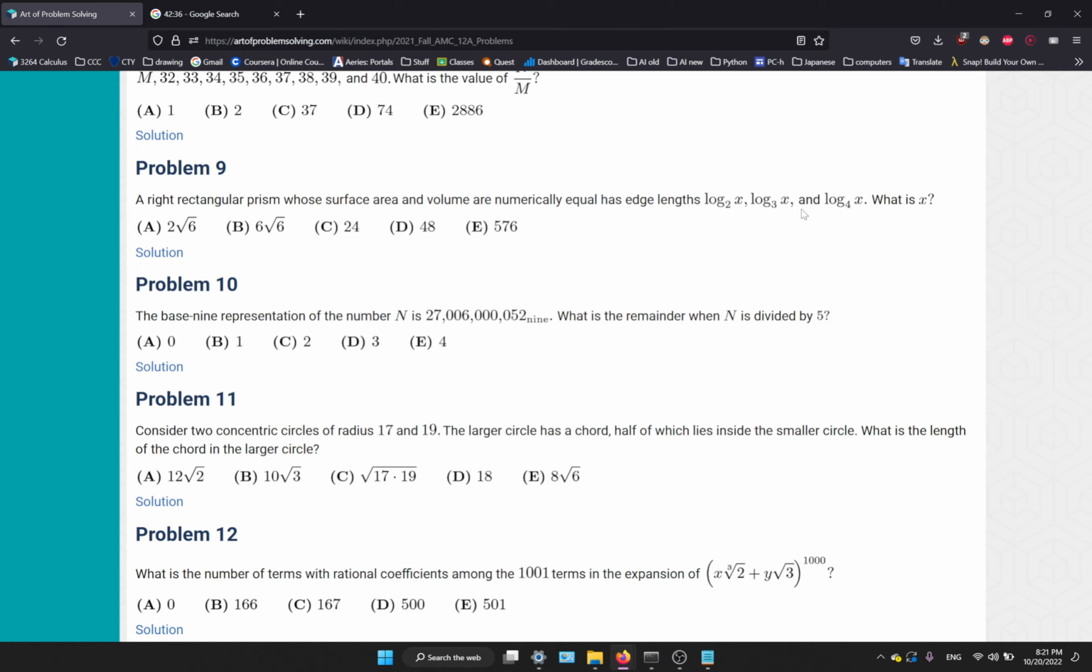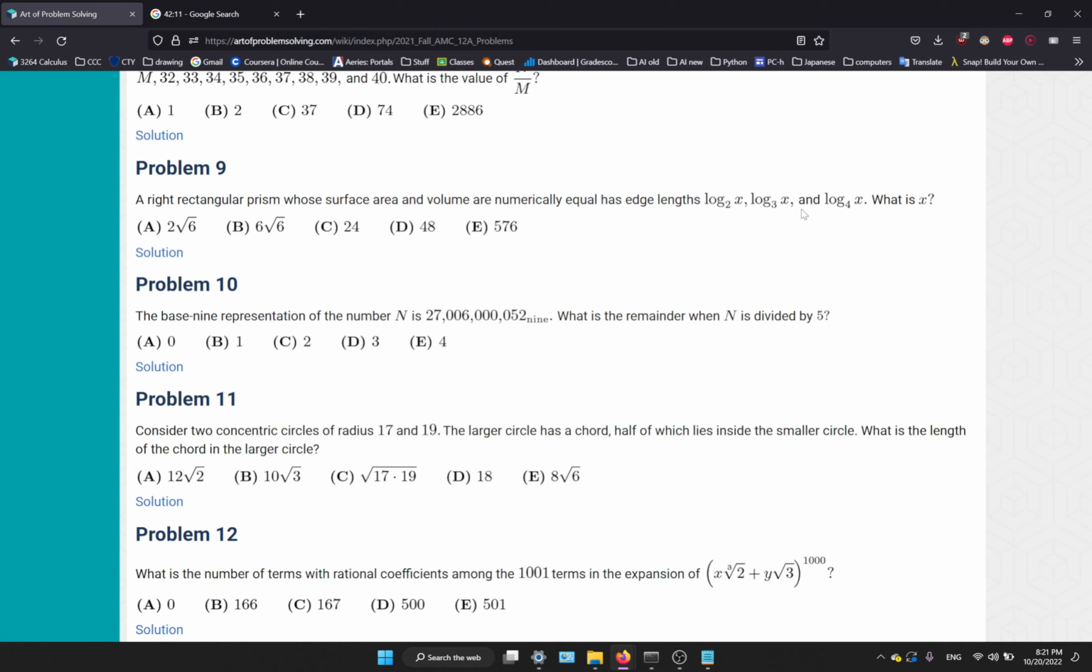What is x? Okay, so let's do this. Surface area. How do I calculate the surface area of this? I'll assign variables first because that's important. Let's just say length equals log base 2 of x, width equals log base 3 of x, and height equals log base 4 of x.